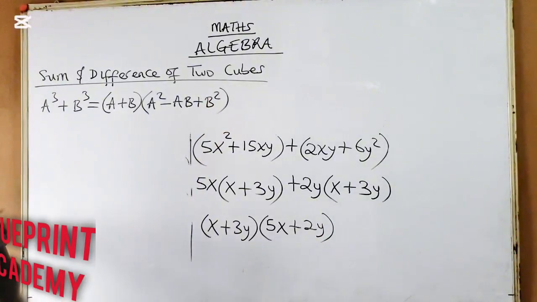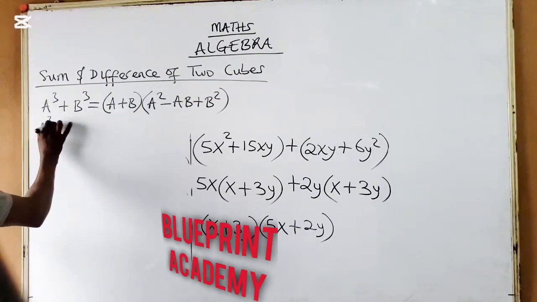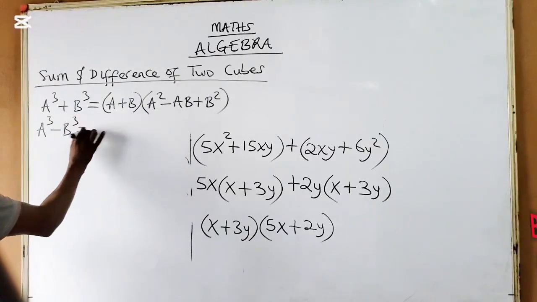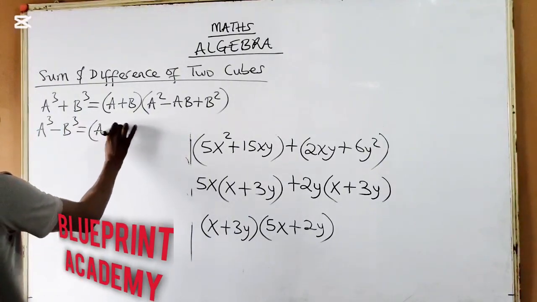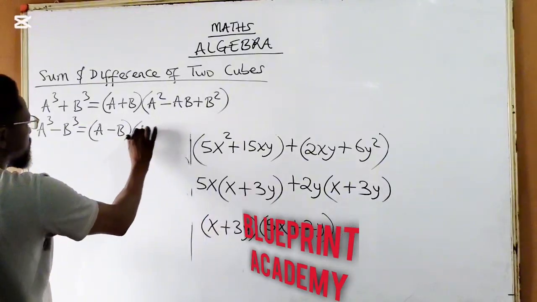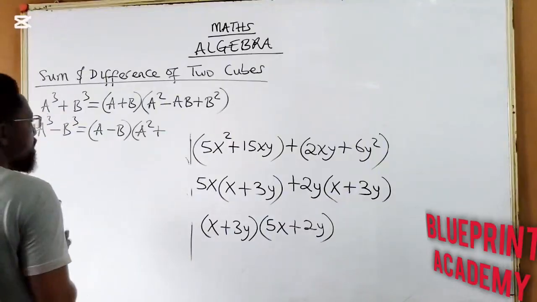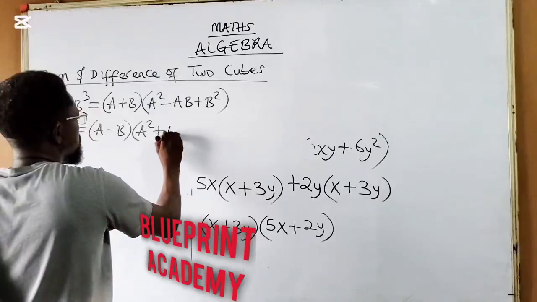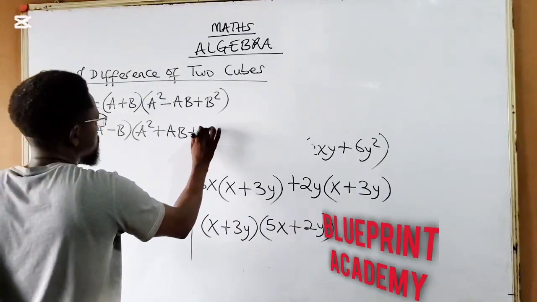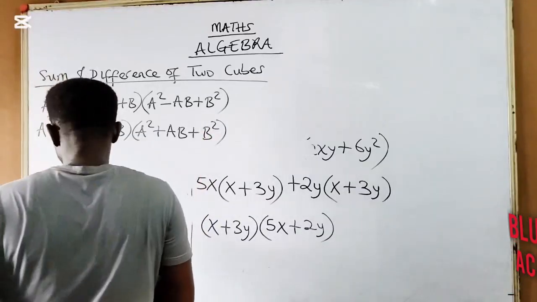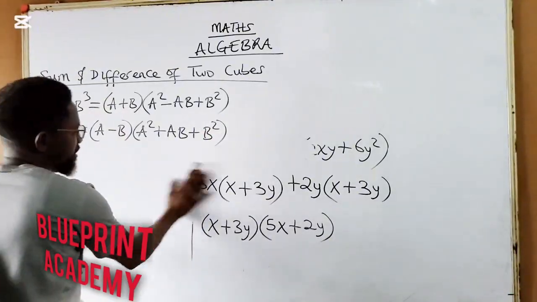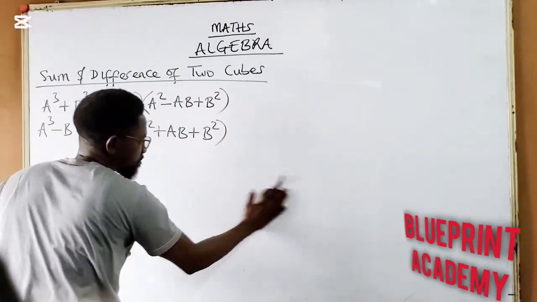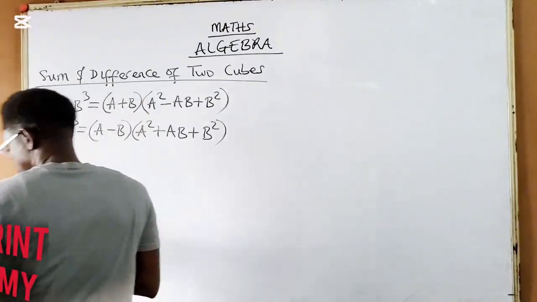Then if we have the difference, that's a cube minus b cube, this one will give a minus b. Then we get a squared plus ab plus b whole squared. So this one is called the sum and difference of two cubes. So let's see an example now.